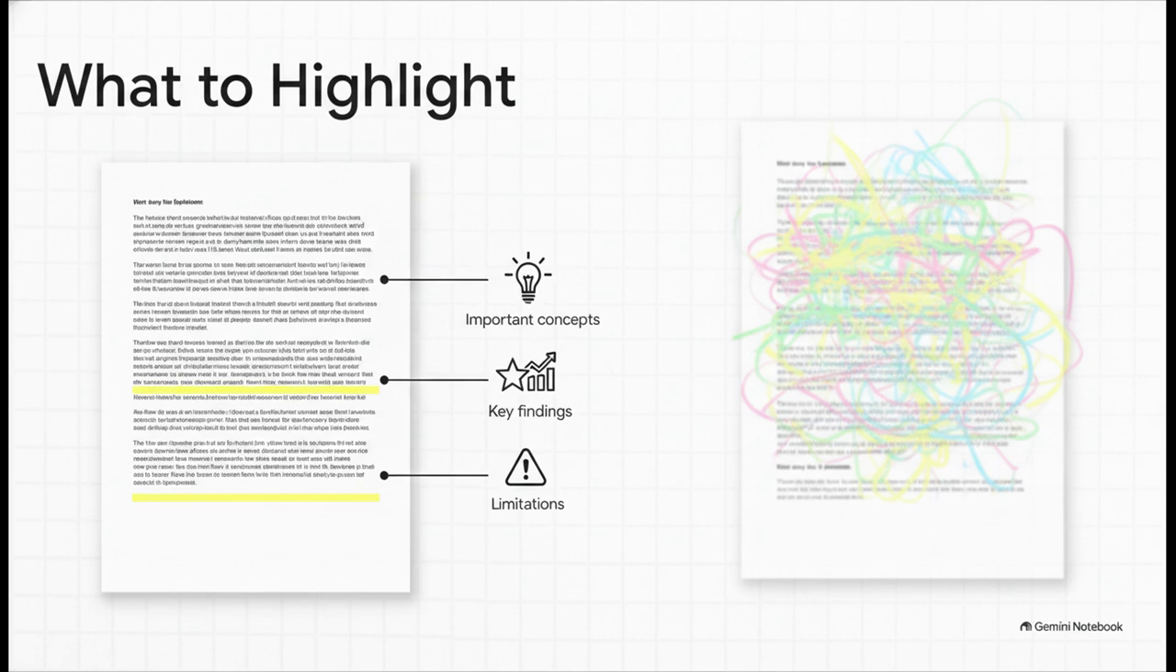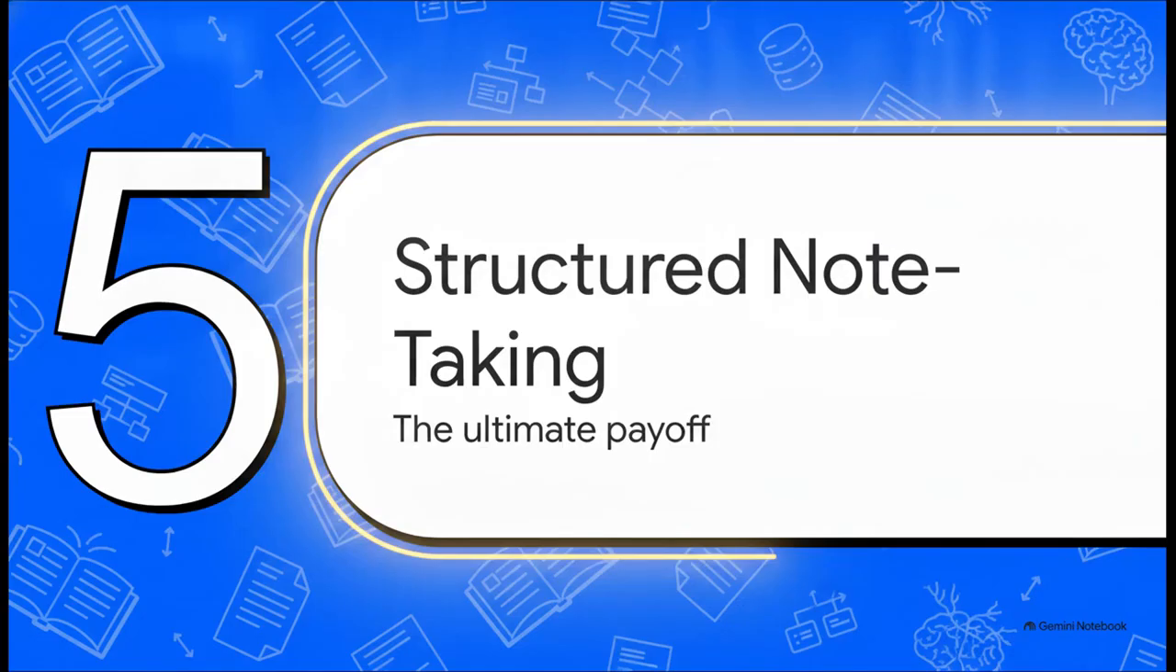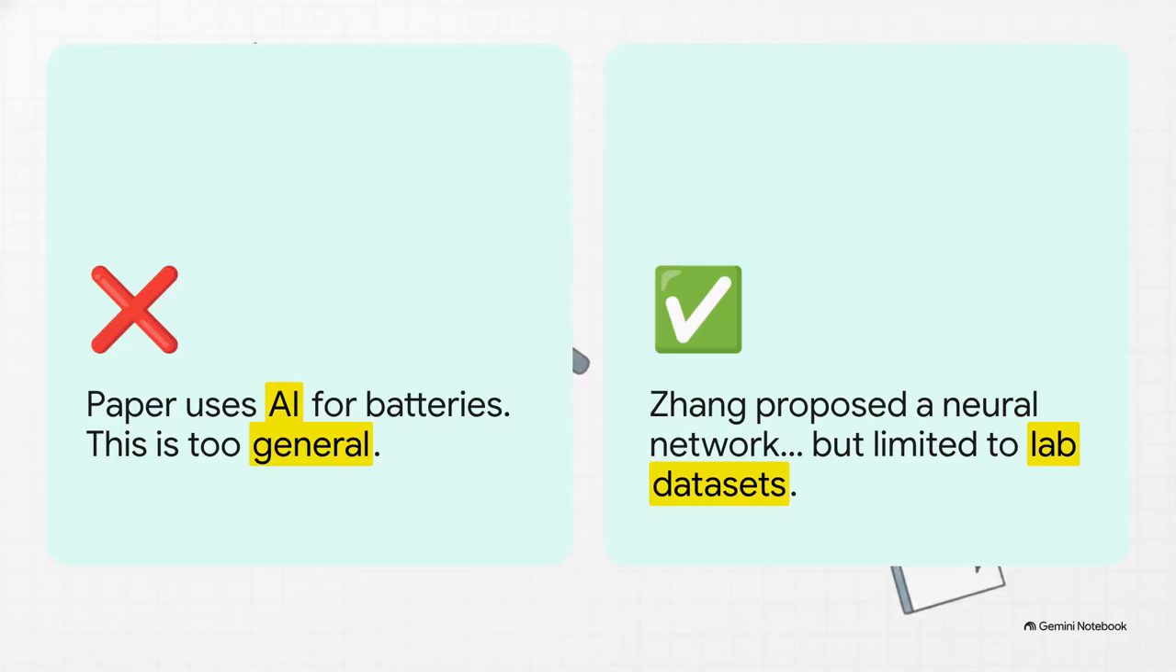Strictly highlight 3 things: important concepts, key findings, like an explicit statement that accuracy improved by 12%, and specific limitations, like a small dataset size. Just keep it clean and highly targeted. And that brings us to Section 5, Structured Note-Taking. This is where we translate all that efficient reading into real, usable output. It's the ultimate payoff. The difference between wasted effort and incredible utility is huge here.